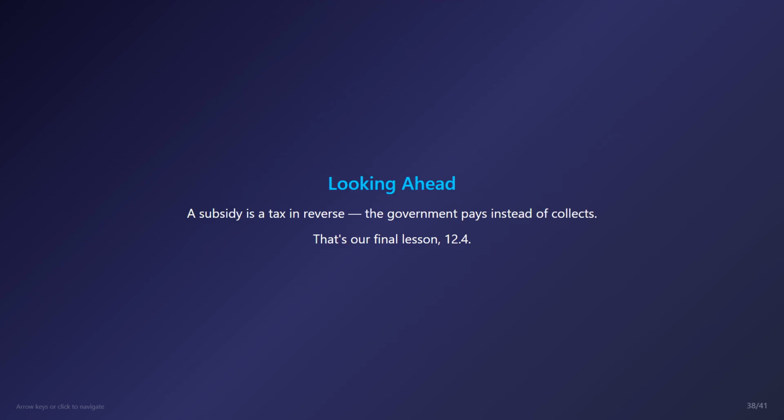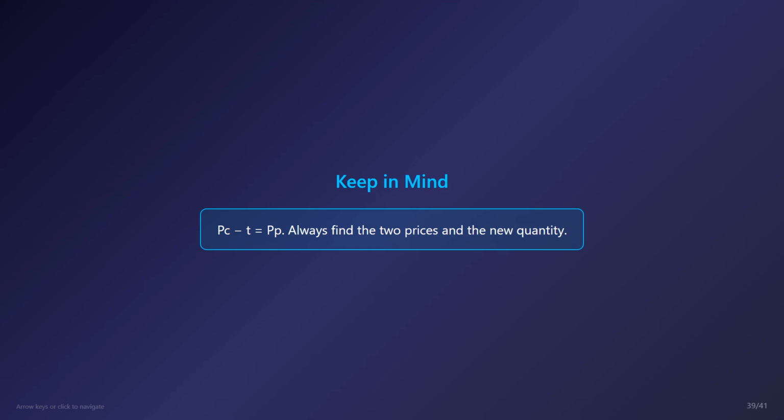In our final lesson, we flip the tax around. A subsidy is a tax in reverse. The government pays producers instead of collecting from them. We'll see how that lowers the consumer price and raises the quantity. That's lesson 12.4. And keep this relationship handy for any tax problem.